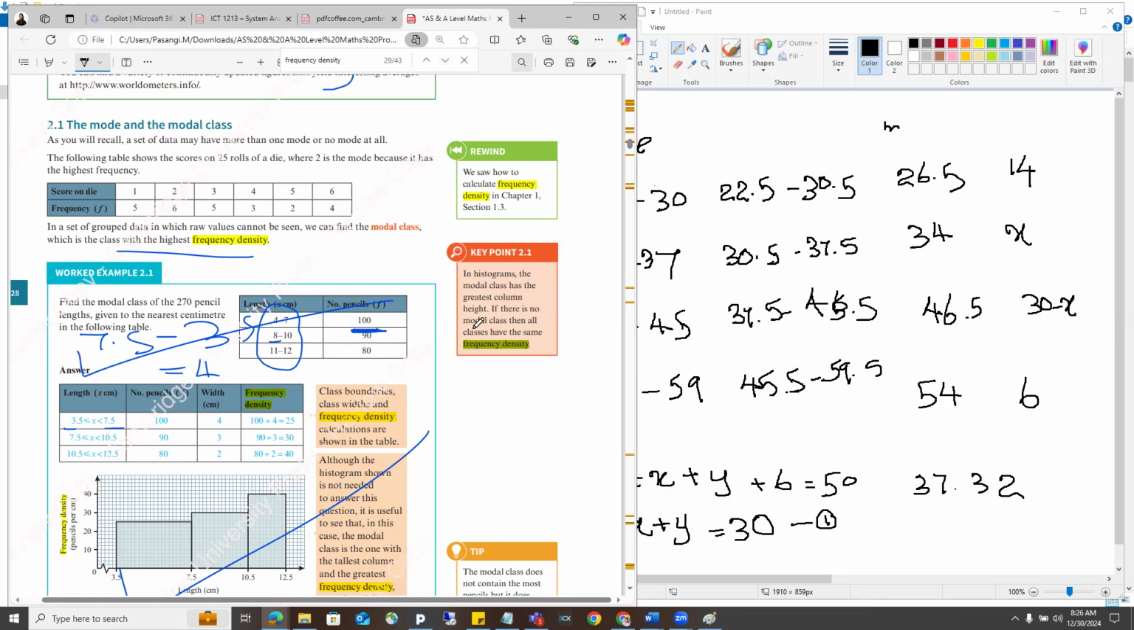In histograms, the modal class is the one with the highest value. Oh yes, then what can we do? Again, the number of fences. Then the frequency density. We need to calculate the frequency density. So for those kinds of questions, let me recall first how to show how to calculate the frequency density in the chapter 1 section.